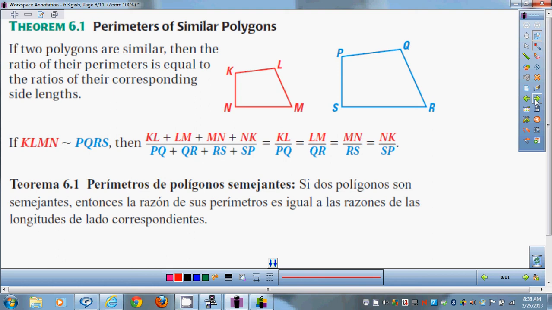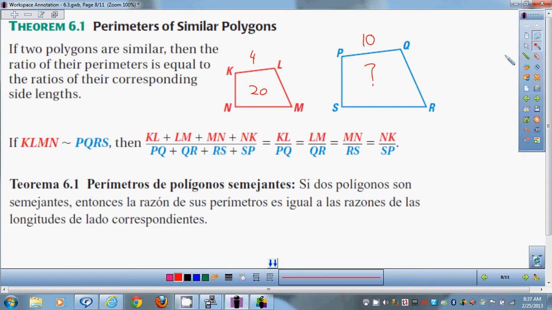Here's an example, while he's writing this down, of when this could be helpful. I'm going to tell you that the perimeter of this one is 20, that this side is 4, and this side is 10, and I want you to find the perimeter of this guy. What's the scale factor for the two shapes? It's 4 over 10, which reduces to 2 over 5.